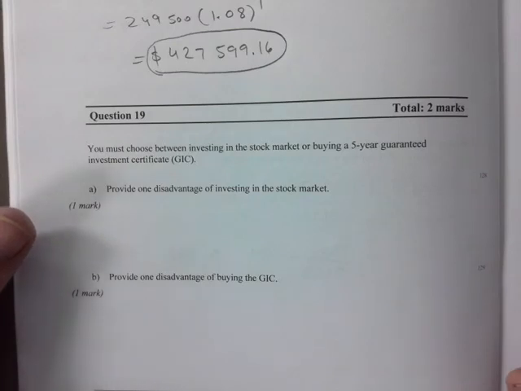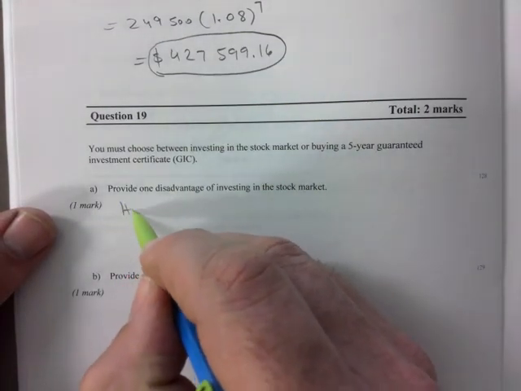You must choose between investing in the stock market or buying a 5-year guaranteed investment certificate. Provide one disadvantage of investing in the stock market. Higher risk.